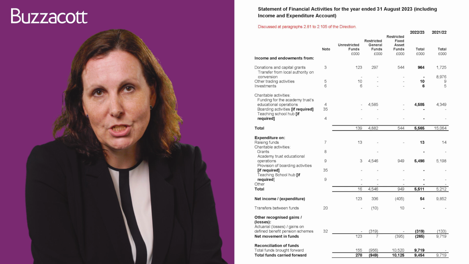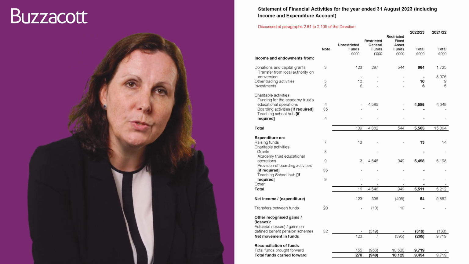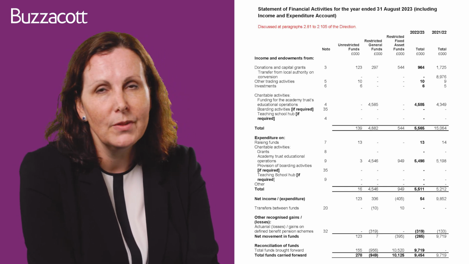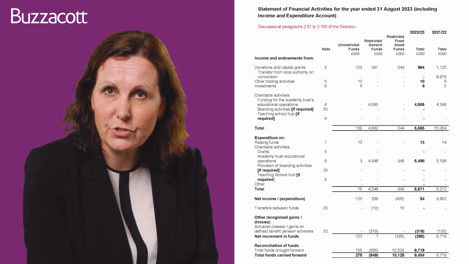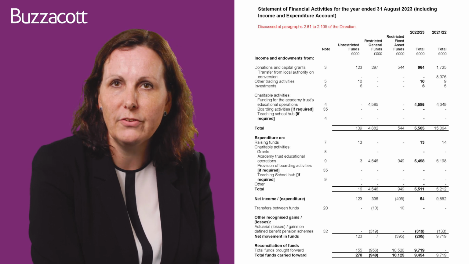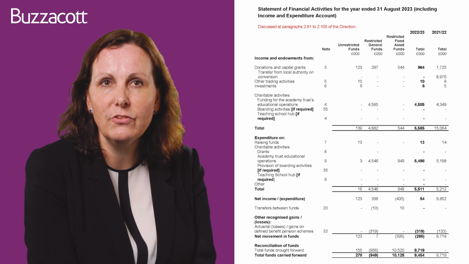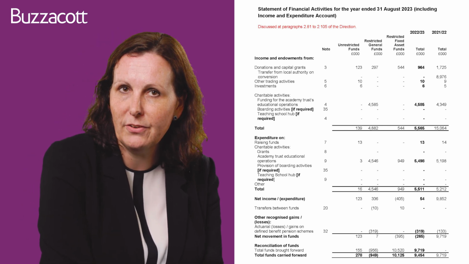So one of the points I mentioned earlier is your operational result for the year. So it's good to understand what your operational funds of the trust actually are. Your operational funds within the statement will be your unrestricted funds column and then also your restricted general funds column. Separately to that, you have your capital funds, which are ring-fenced within your restricted fixed asset fund.